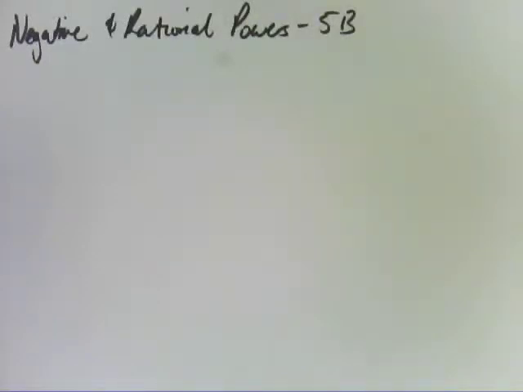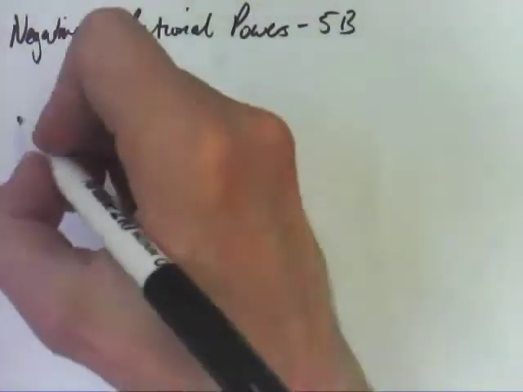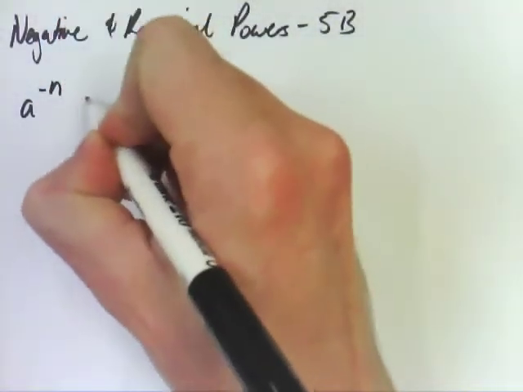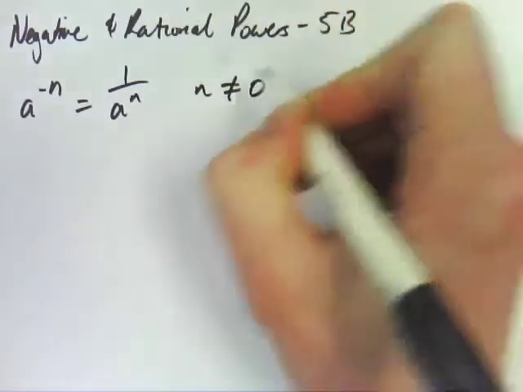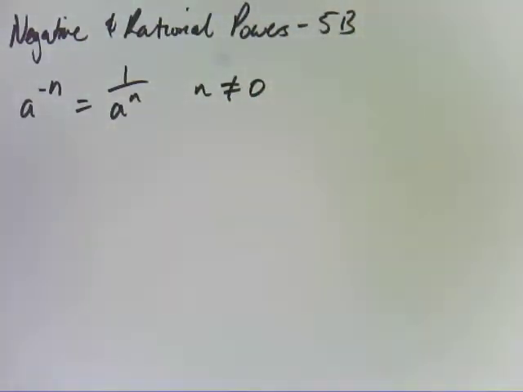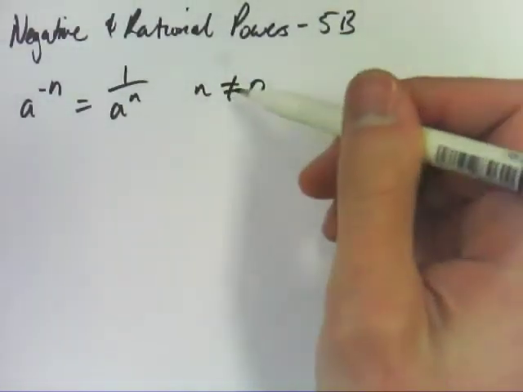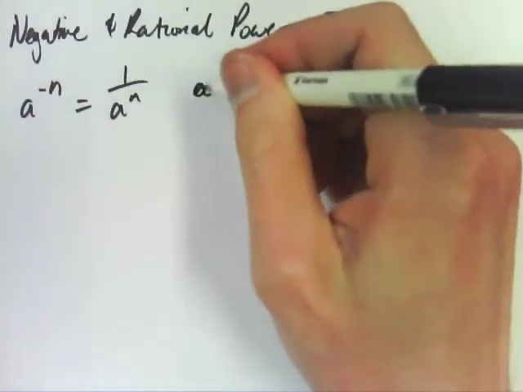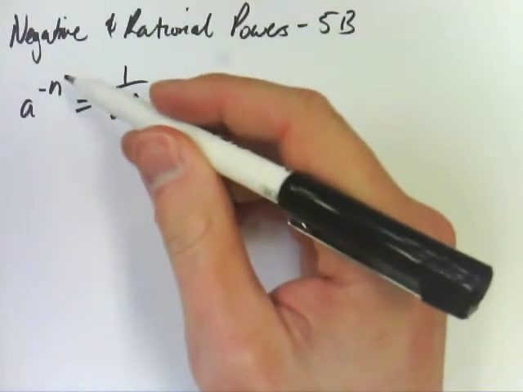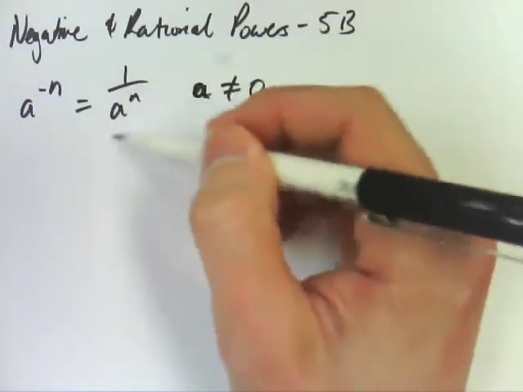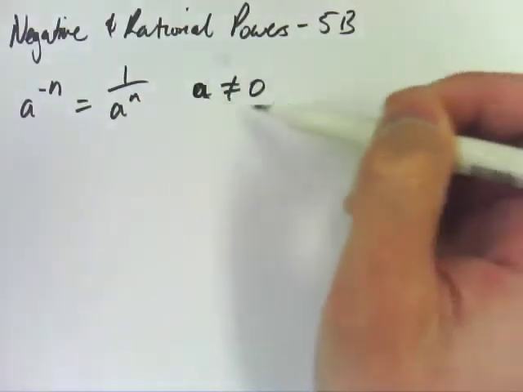So we touched on negative powers in the last exercise. We know, or hopefully from that exercise, a to the negative n is equal to 1 on a to the n, but n cannot equal 0. If you have a to the 0, it's 1. Remember that. You can't have a as 0, sorry, my mistake, because 0 to the anything is 0, and you can't divide by 0. That's why that's there.